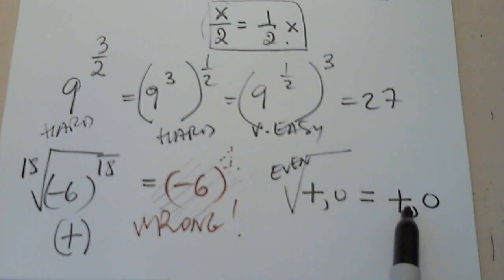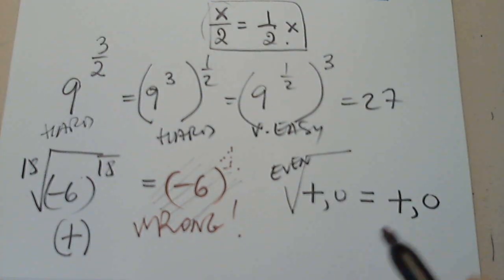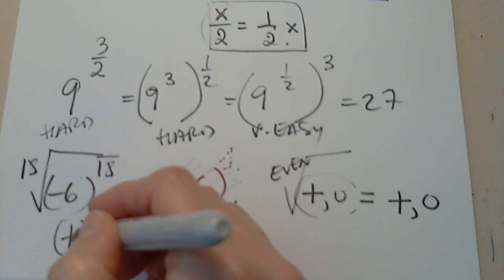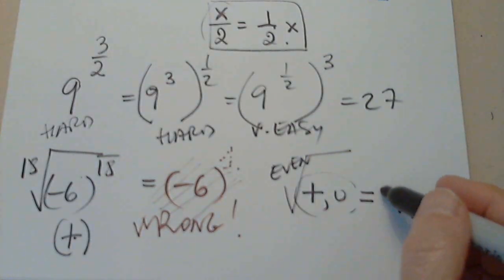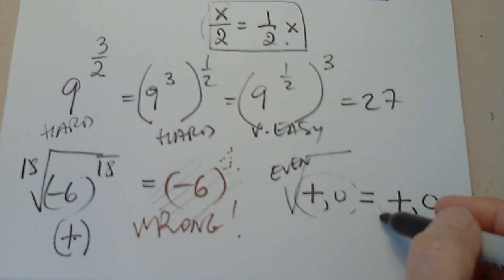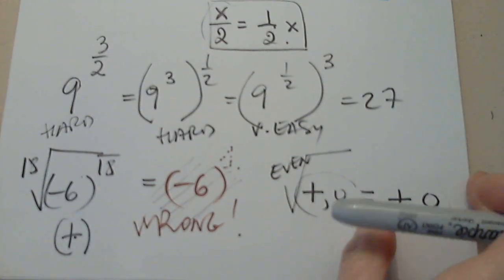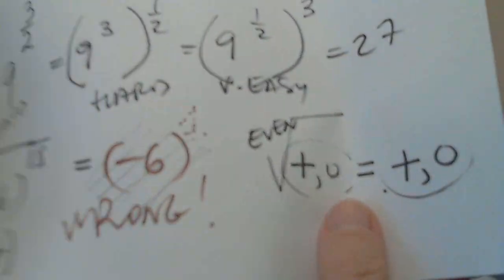An even root has to have a positive answer. So it has 2 major restrictions. One, underneath has to be positive, but this is. And the answer has to be also positive or 0. So then how do I address this to get the correct answer? Here's what I have to do.